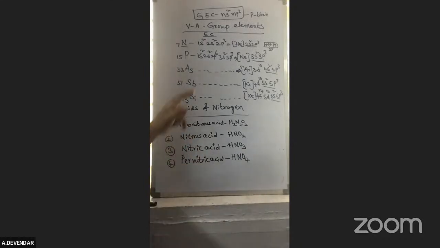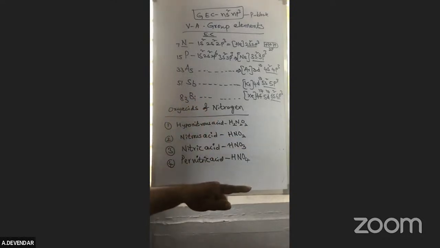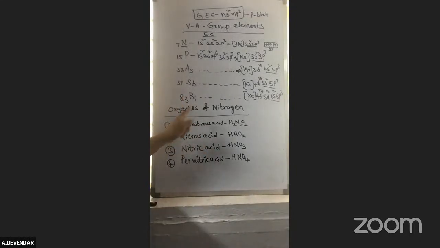Already I wrote the oxides of nitrogen. Nitric oxide is NO, nitrous oxide N2O. N2O is called laughing gas. Nitrogen trioxide N2O3, nitrogen tetroxide N2O4, nitrogen pentoxide N2O5. In a similar manner, the oxyacids of nitrogen are obtained by dissolving the oxides of nitrogen in water. So you get hyponitrous acid, H2N2O2. Nitrous acid means HNO2. Nitric acid HNO3.